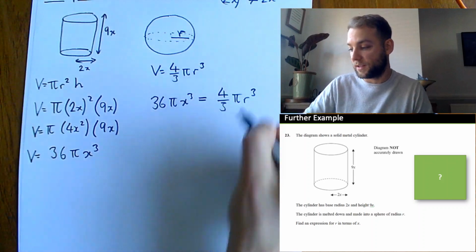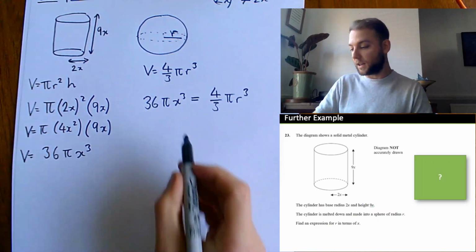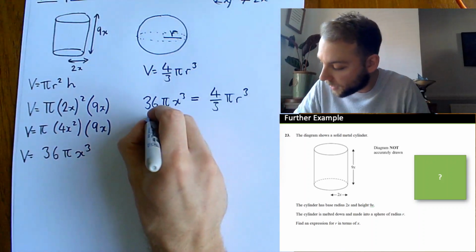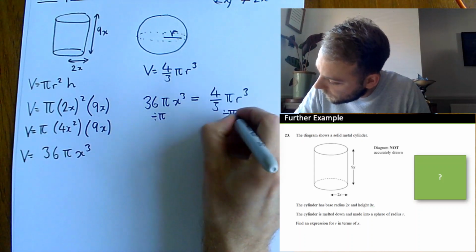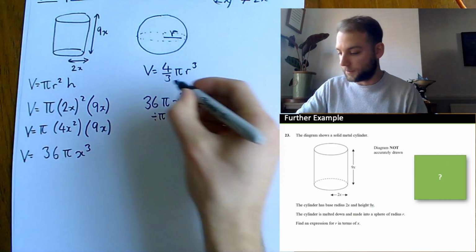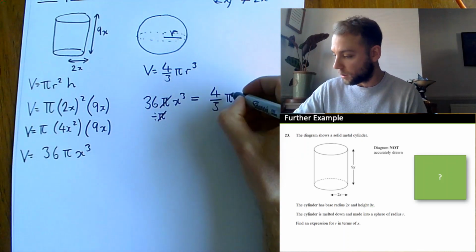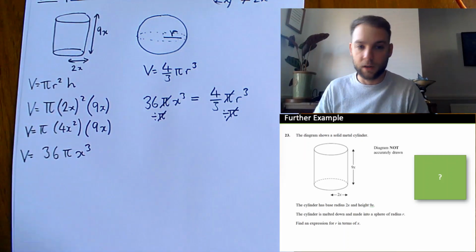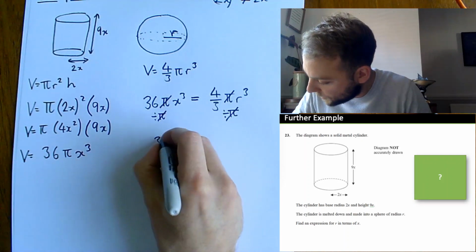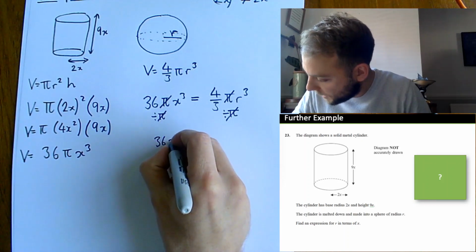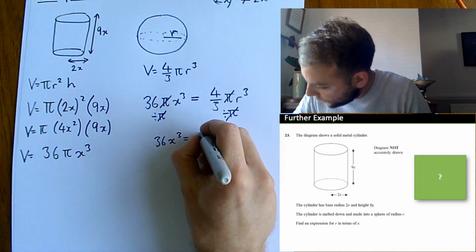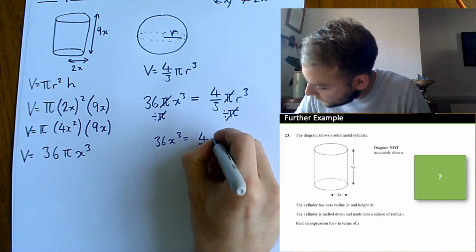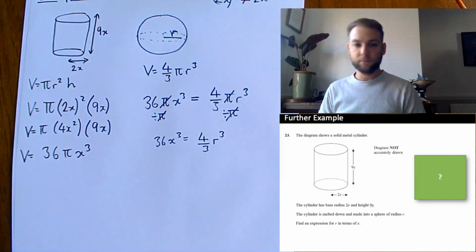So we've got to simplify this now because we just want this in terms of r. The first thing I notice is there's a pi in both of these. So I'm going to divide both sides by pi. Very similar to if we're cancelling this. So pi divided by pi is just 1. So I end up with 36 x cubed is equal to 4/3 r cubed.